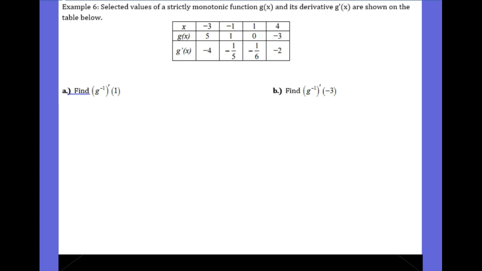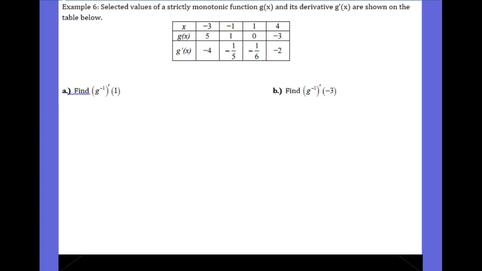Okay. They love tables and charts. So we have g of x, we have g prime, and we'll say that f and g are related. Find g inverse prime of 1. So to find g inverse prime of 1, we'll use that same idea that we just had. So here's goal 1. You have to find g inverse of 1.